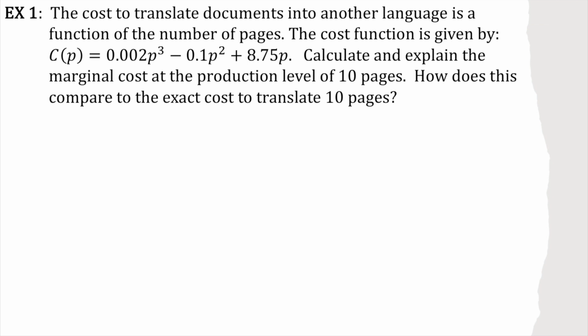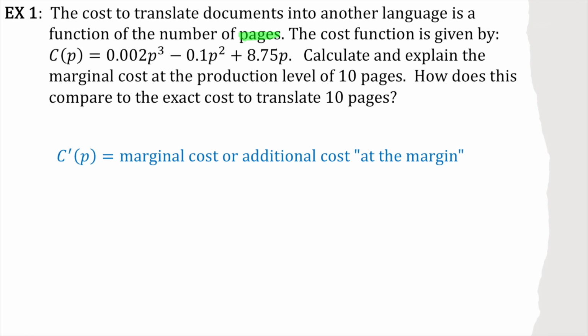Example 1. The cost to translate documents into another language is a function of the number of pages. And the cost function is given by C of P equals 0.002 P cubed minus 0.1 P squared plus 8.75 P. So calculate and explain the marginal cost at the production level of 10 pages, and how does this compare to the exact cost to translate 10 pages?